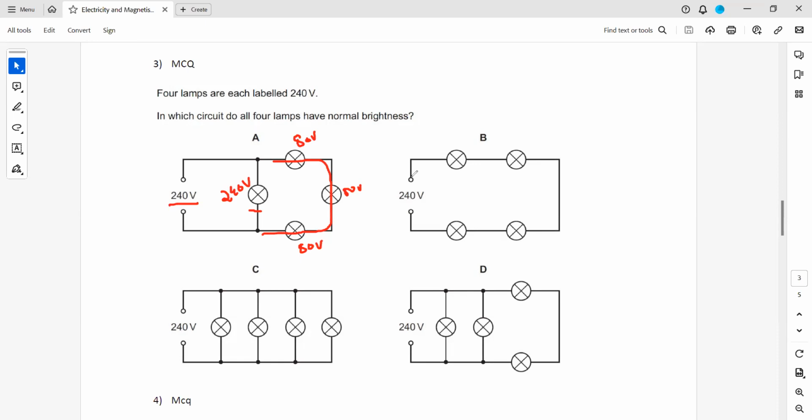Then for B, these four lamps are connected in series. So if we have a 240 volt supply, this will be 60, 60, 60 and 60. Whenever components are connected in series, the voltage will divide. If they are connected in parallel, the voltage will be the same. So this is 240 and they are all connected in parallel.